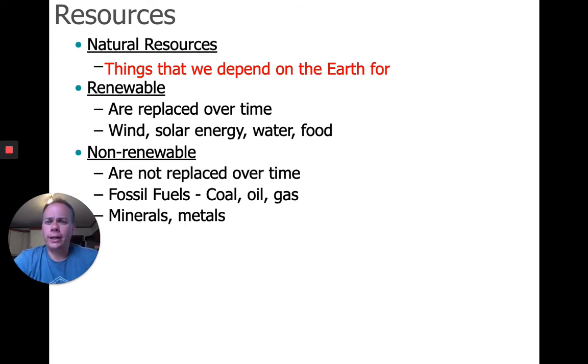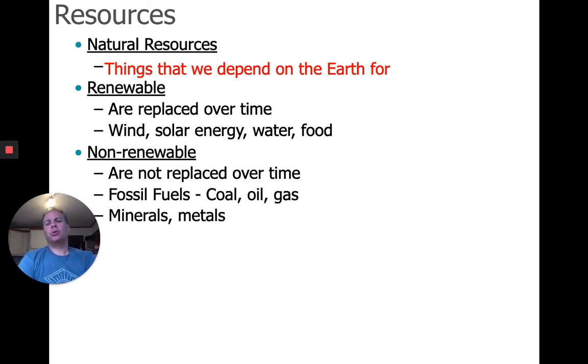Things like wind. Okay, the wind is not used up when you put up a wind turbine, right? The wind is going to blow the next day and the next day. Okay, the wind turbine spinning doesn't take the wind away. Solar energy is renewable. Water is renewable. We learned about the water cycle. Water is constantly recycled in an ecosystem. Food is a renewable resource, can be grown, season after season.